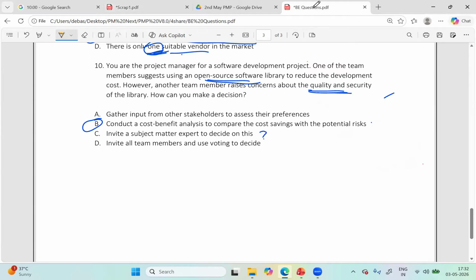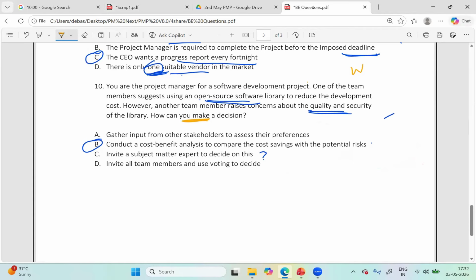Let me come back. Look at the last line of the question. What the examiner wants: how can you make a decision? The examiner is asking you to tell a way to decide. What would be a good way to decide in this scenario? But C is like, I don't decide, the SME decides. You're running away. Bad idea. C is not a way, and somebody else is doing it, you're not. So that is why I don't like C at all.